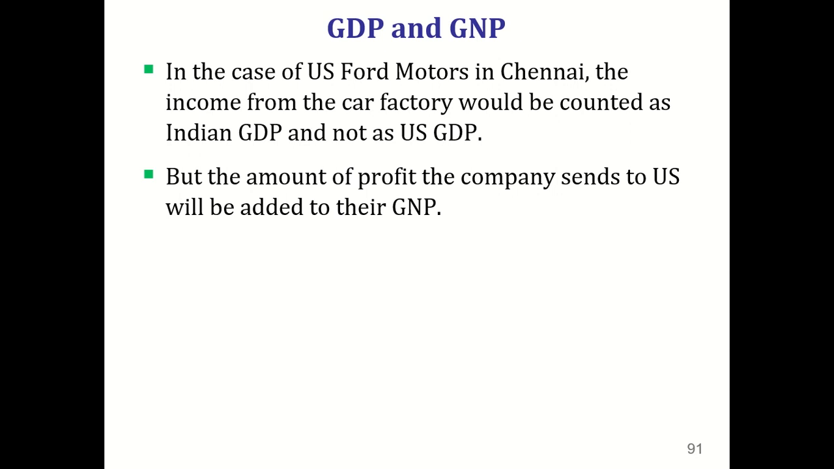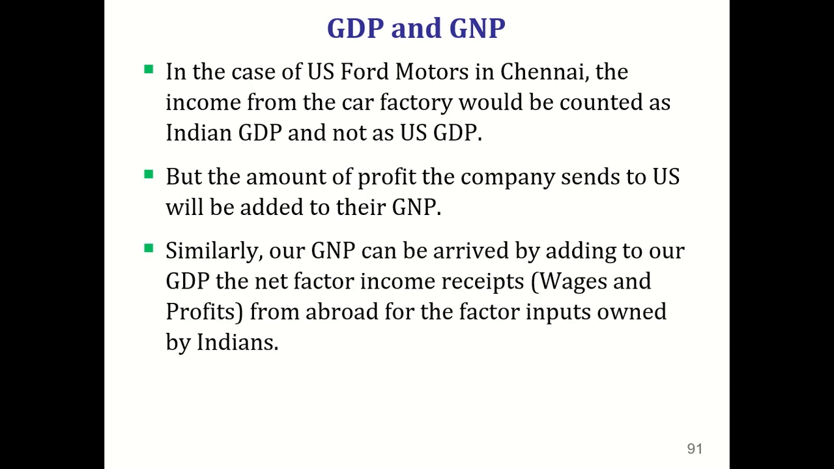So the amount of profit the company sends to US will be a part of the net factor income from abroad, and in this case it will fall under the net income from property and entrepreneurship. The net factor income from abroad of US will be affected when the company sends profits back to US. Similarly, our GNP can be arrived at by adding to our GDP the net factor income receipts, wages and profits from abroad for the factor inputs owned by Indians.